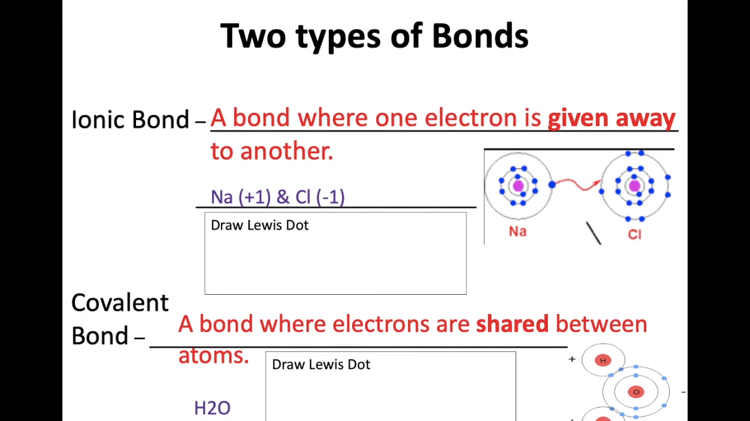So you can see kind of the difference between these 2 diagrams. For hydrogen, they're hugging the same electrons together, they're sharing them, they're being very kind, versus for sodium and chlorine, sodium's just giving an electron away. So in summary, ionic bonds give away while covalent bonds share.